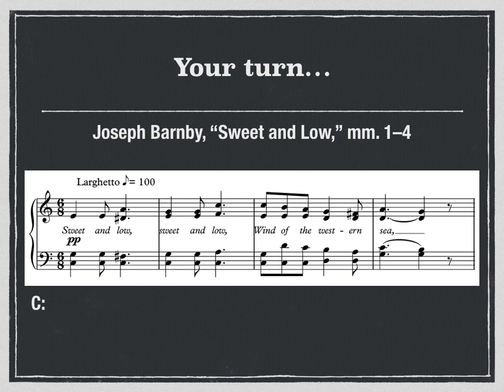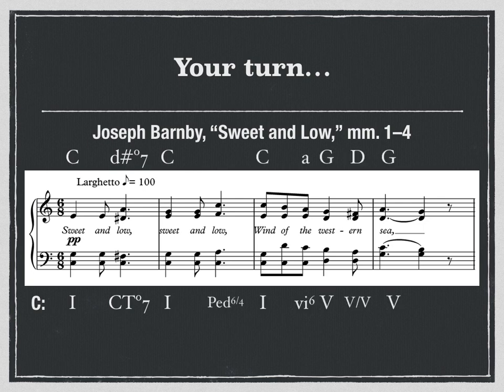Pause the video now and take your time to find the common-tone diminished 7th chord. Here are the jazz chords and Roman numerals you should have gotten for this excerpt. Notice how the common-tone diminished 7th chord on D sharp is spelled with lower neighbors to G and E. That's the D sharp and F sharp in the second half of the first measure. And the C major triad in root position is the common tone, there in the bass voice.